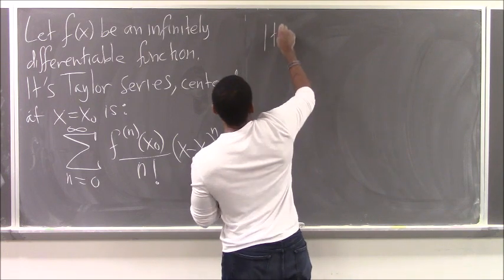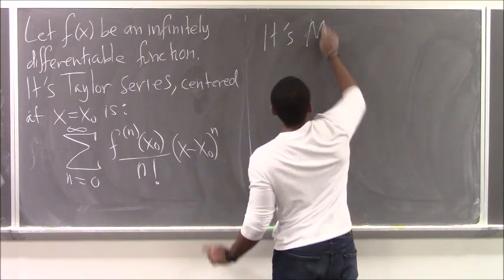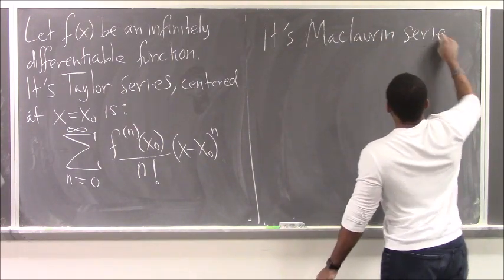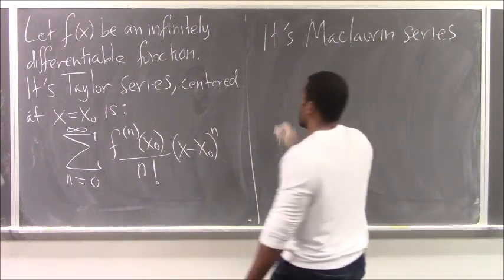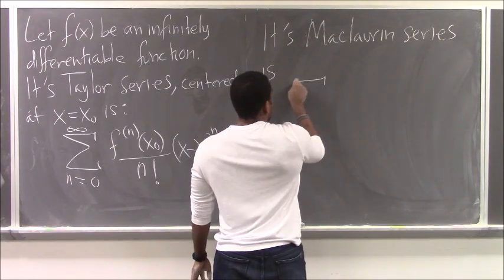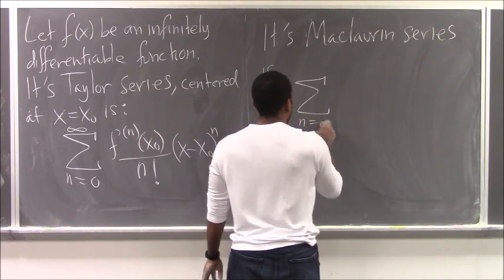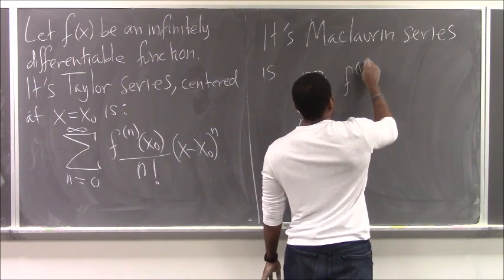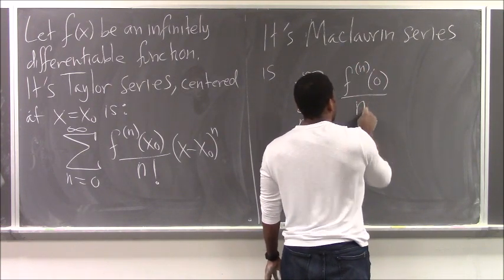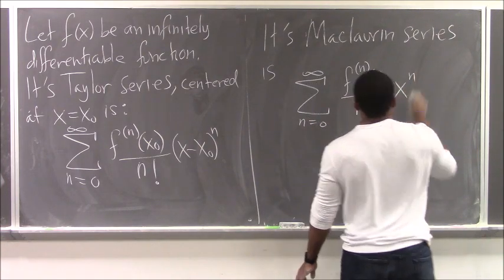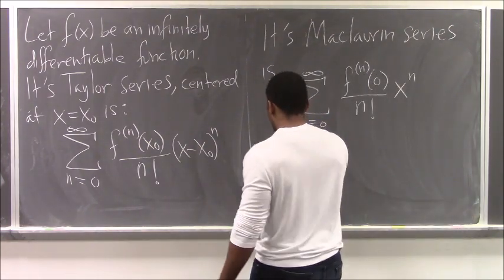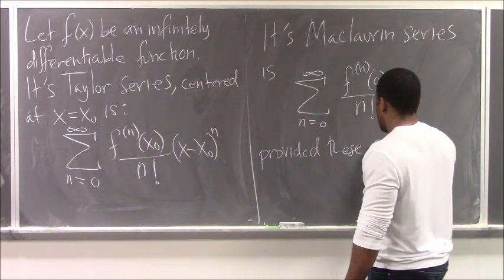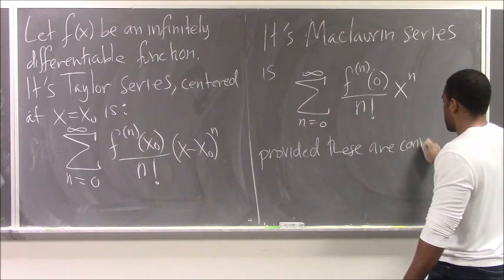Its Maclaurin series is f to the nth derivative evaluated at 0 over n factorial times x to the n, provided these are convergent.